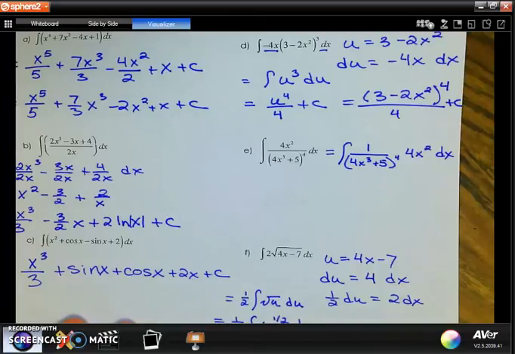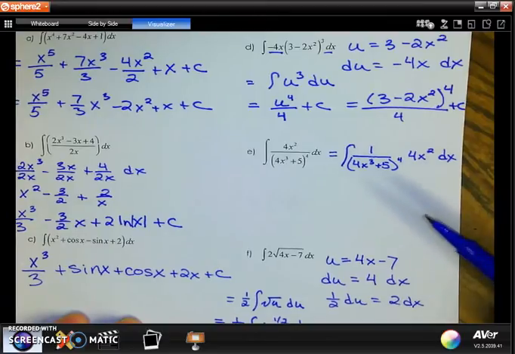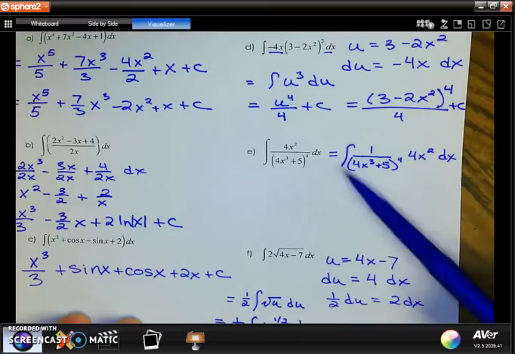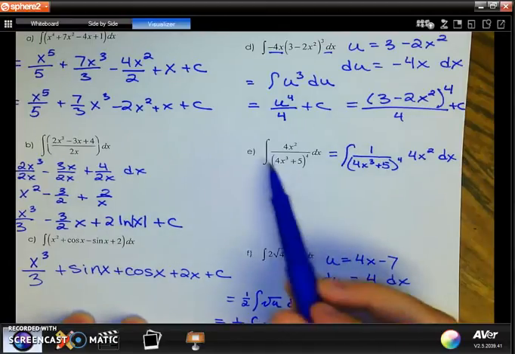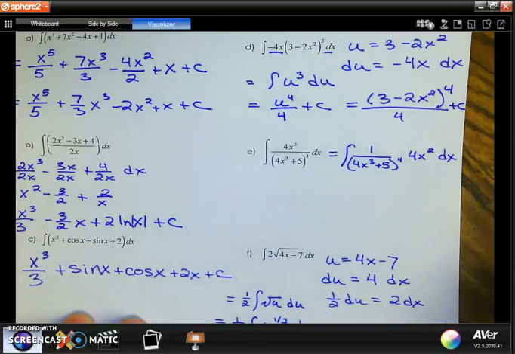Okay, so this is part 2 of the Unit 4 review. I was going to walk through letter E here. For letter E, you're going to want to use U substitution, but what I did first is rewrite it. I didn't take the integral, so notice the integrand's still there. I wrote it as 1 over this, and then I just moved that out to the side.